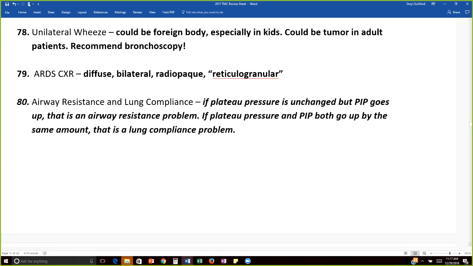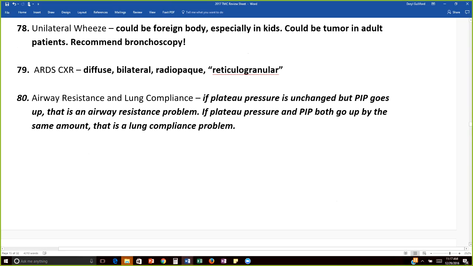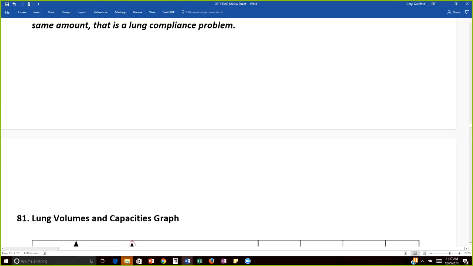The ARDS chest x-ray, diffuse, radiopaque. Here's a term that we hardly ever hear at the hospital, but could show up on your test. Reticulogranular. Airway resistance and lung compliance. Pretty sure we've already covered that.